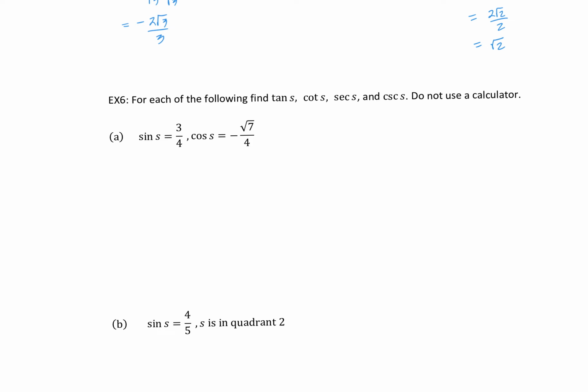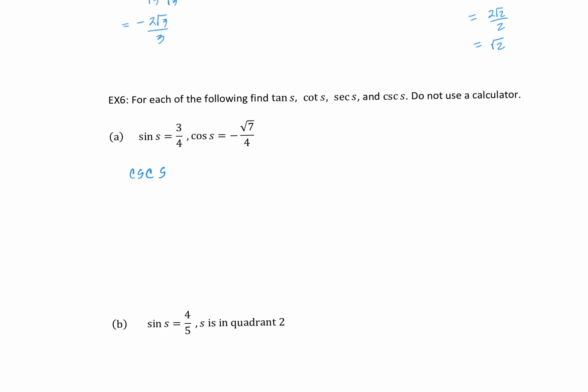In part A, we have that sine of S is 3 over 4, and cosine of S is negative square root 7 over 4. So if I wanted to find tangent, remember tangent is sine over cosine. But I don't think I want to do tangent first. Since I already have sine and cosine, maybe I'll look at the reciprocals. So the reciprocal of sine is cosecant. So cosecant of S, remember I don't have the arc length S, but I do know its sine.